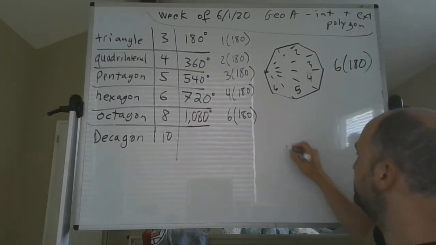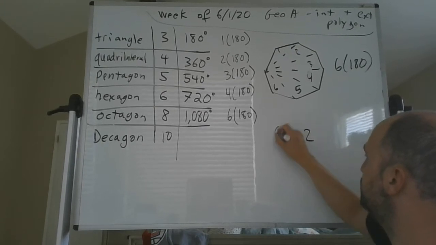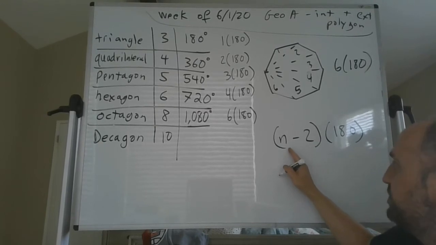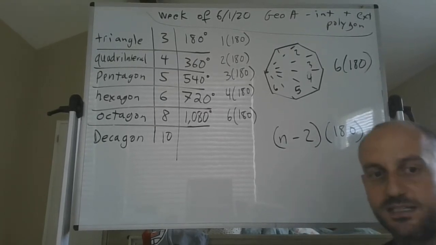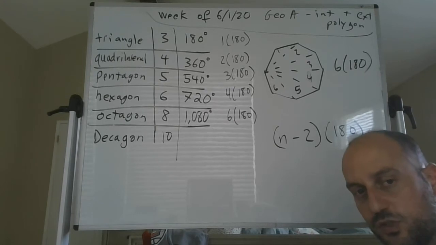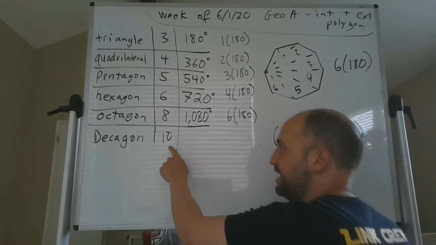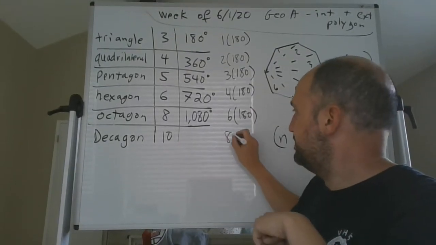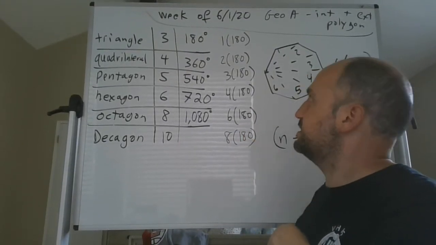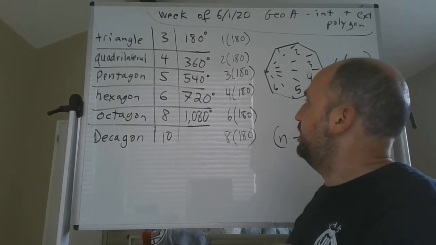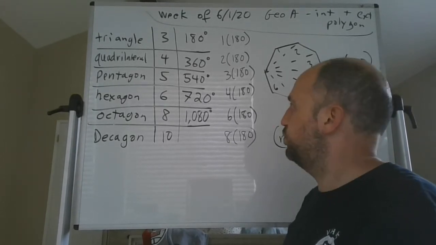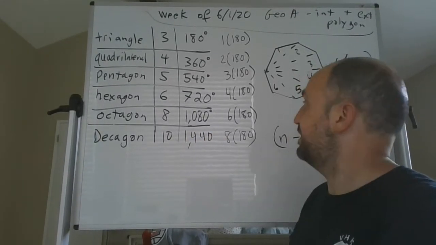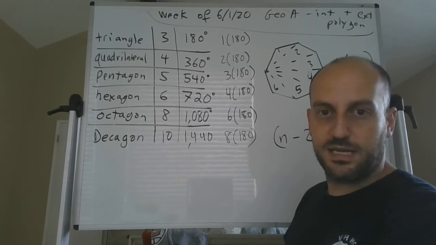And the way the rule looks is like this: n minus 2 times 180. What that means is n is the number of sides you have, minus 2. So you subtract the number of sides you have by 2, and then you multiply by 180. So let's try 10 in there. The decagon is 10 sides. So let's do it. 10 minus 2 is 8. 8 times 180 is going to be 1,440. Sorry, my math. Okay, 8 times 180 is 1,440.